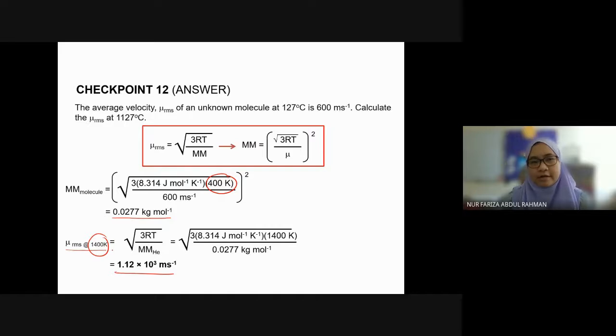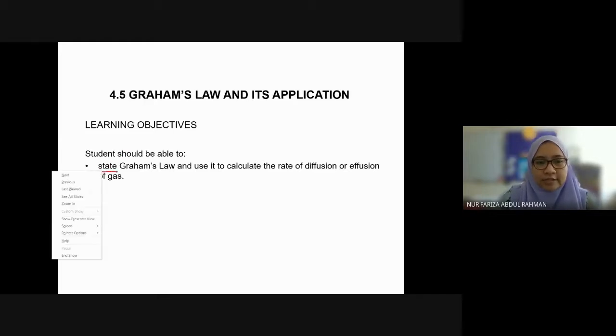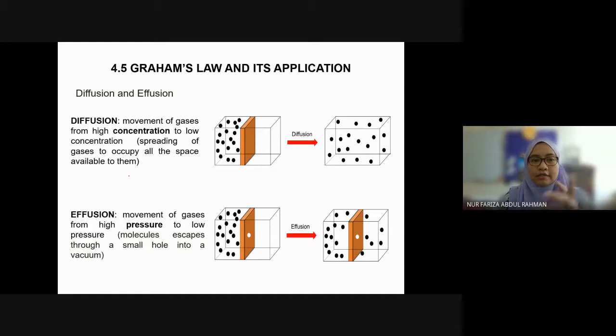Okay, right, moving on. Next, we have Graham's law and its application. So this is another law that you should know involving gases. Make sure that you are able to state Graham's law and use it to calculate the rate of diffusion or effusion of gas. So what is diffusion and what is effusion?